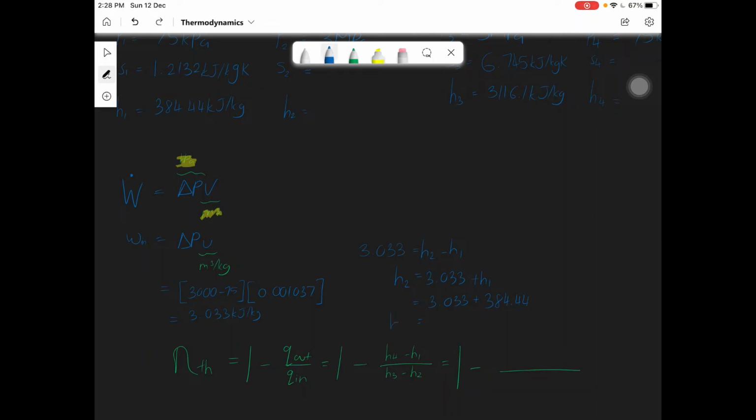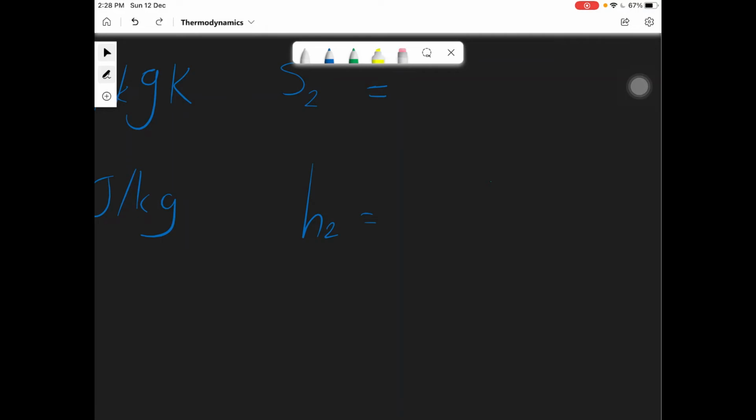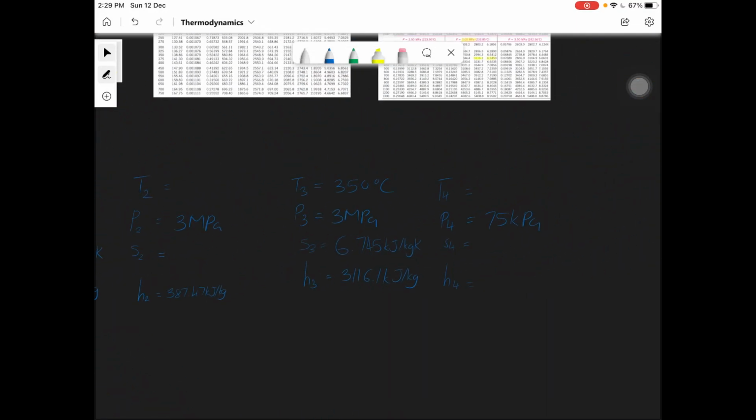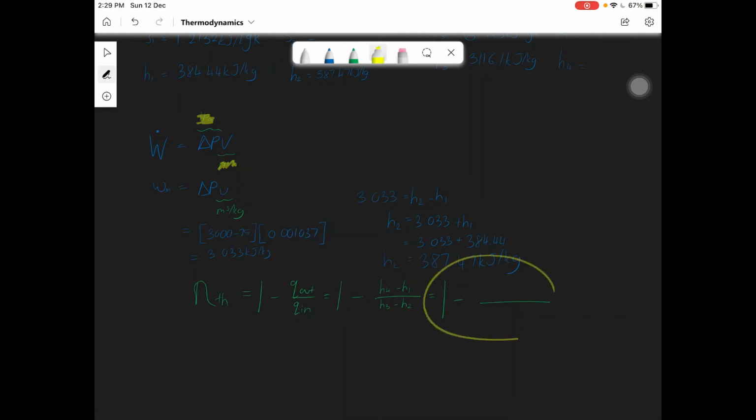Therefore our final value of H2 is 387.47 kilojoule per kilogram. Let's put it in here. Okay, now the only thing we are missing now is H4. Once we get H1, H2, H3, H4, we can finally substitute it into our final equation and finish the question.